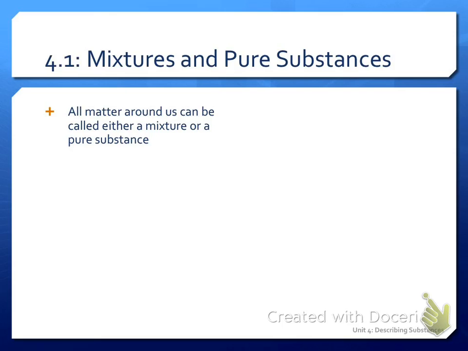For all matter, everything you see around you right now, everything that you're made up of, everything that's sitting on your desk, everything that's home right now, can usually be described as either being a mixture of something or a pure substance. Let's talk about mixtures first because they're probably more abundant. Mixtures are anything that has a variable composition.